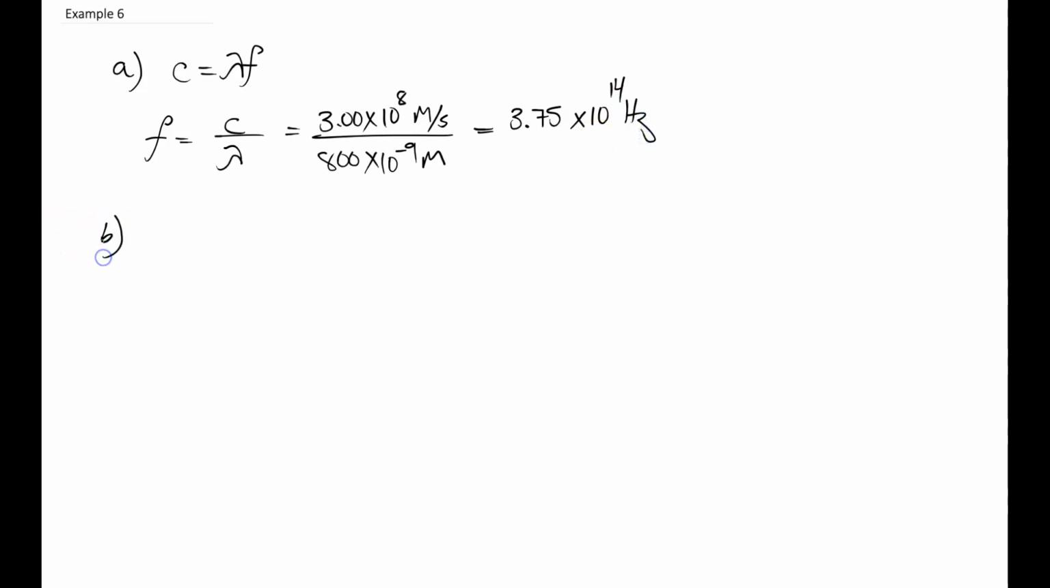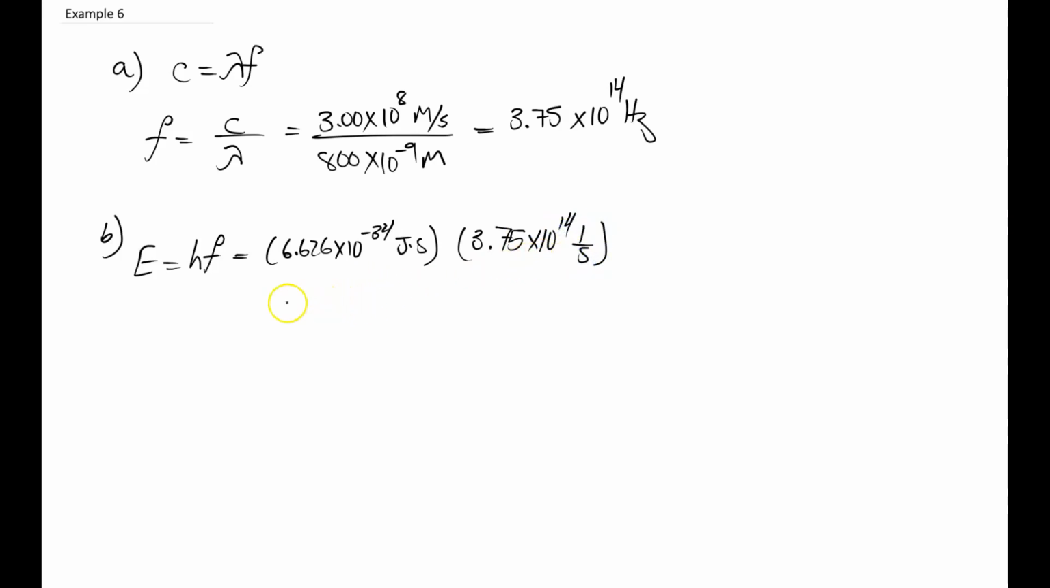In part B, we start by calculating the energy, which is the Planck constant times the frequency, or 6.626 times 10 to the negative 34 joules second times the frequency, which is 3.75 times 10 to the 14th per second, which gives us an energy of 2.48 times 10 to the negative 19 joule.